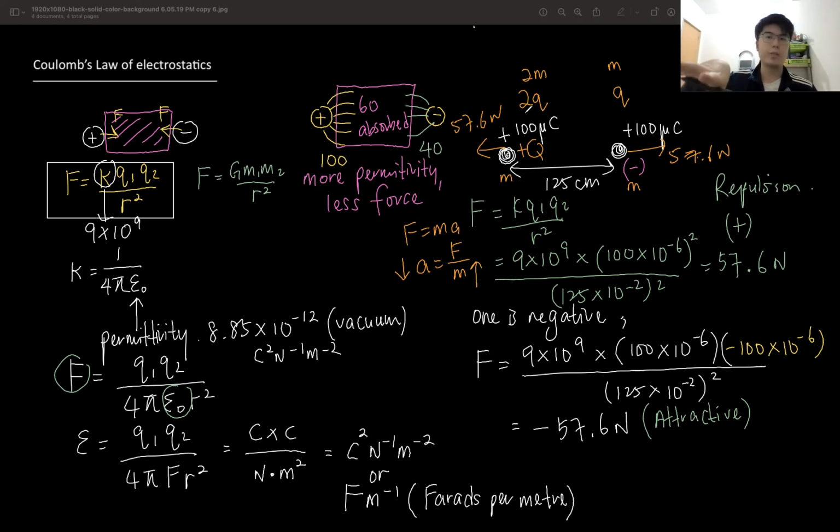So what is the point? What I want to stress is that the same force is acting, but the effect of the force on the mass is different. It depends on the mass.